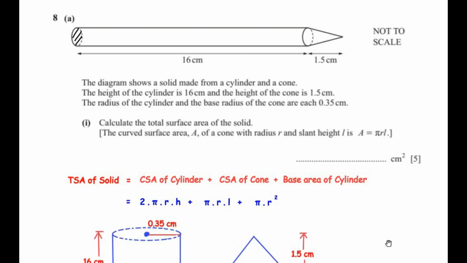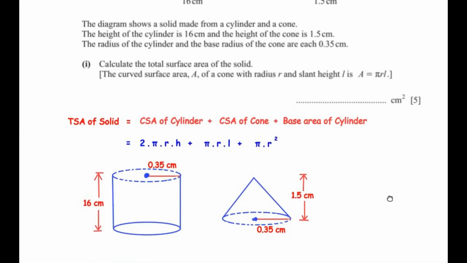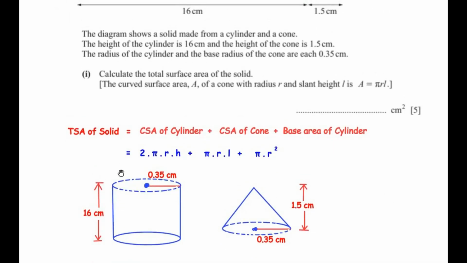So here I have just separated out the cylinder and cone for easy reference. So here the height of the cylinder was given as 16 cm and the radius is 0.35, and the radius of the cone is also same, that is 0.35 cm, and height of the cone was given as 1.5 cm. Now for the curved surface area of cylinder, the radius is going to be 0.35, the height is going to be 16. But if we look at the curved surface area of the cone, the formula includes the slant height. Now here the perpendicular height of the cone is given, the radius is given, but this represents the slant height.